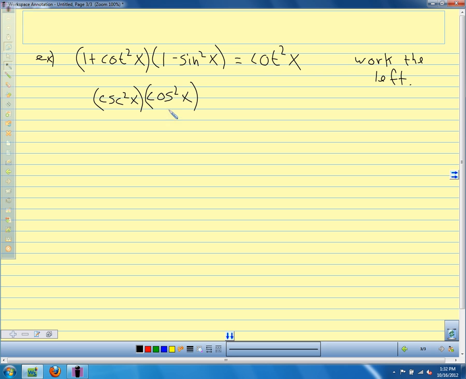So I just rewrote this. Now I'm just going to rewrite these. Cosecant squared is 1 over sine squared x times cosine squared x. So I'm just rewriting this in terms of sine of x. And cosine squared over sine squared is cotangent squared x. So again, Pythagorean identities, and then simplify.